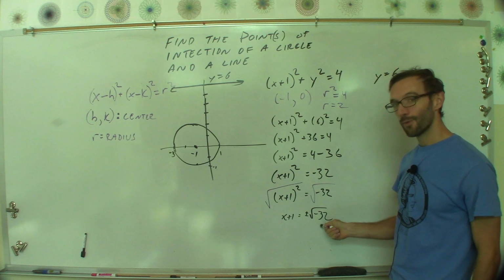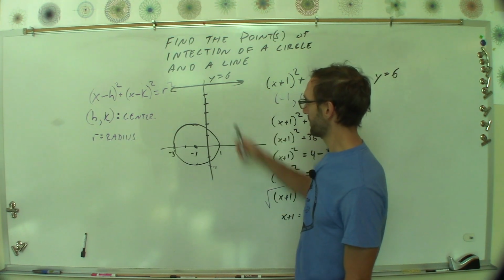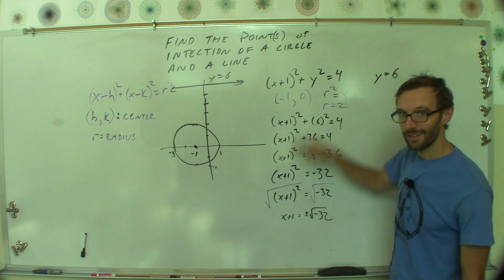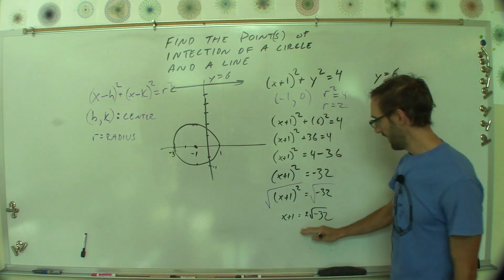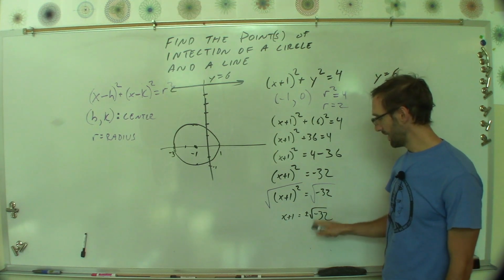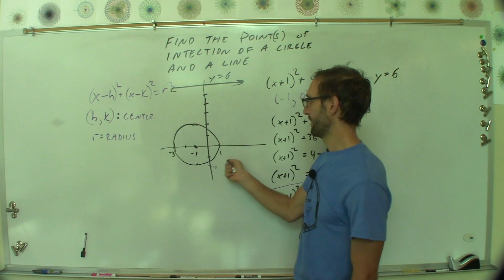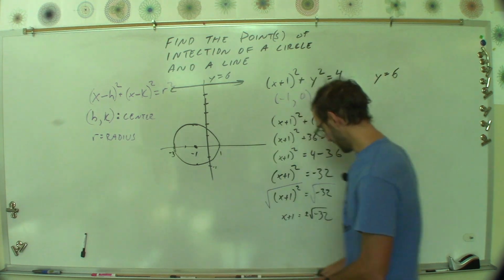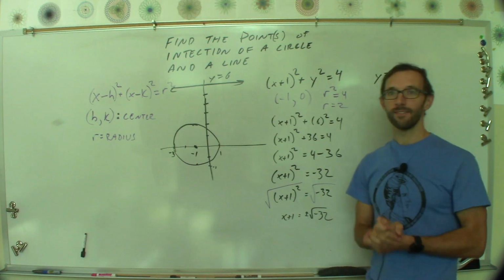So this is why we know they don't cross using this analytical method. Visually they don't cross because you graph them, and analytically they don't cross because you can't take the square root of a negative number and get a real number, which is what these graphs are of. All right, here we go. So that's how to find the points of intersection of a circle and a line.